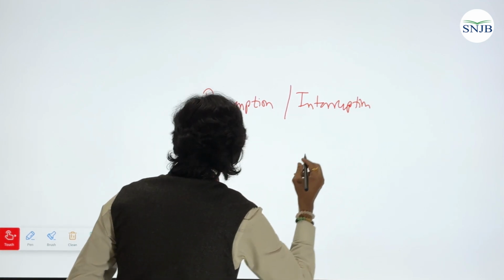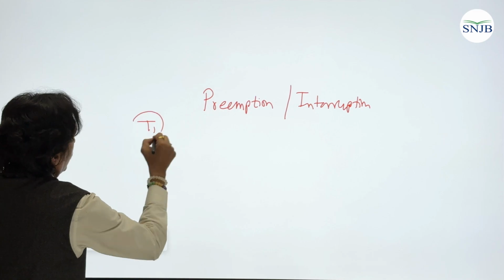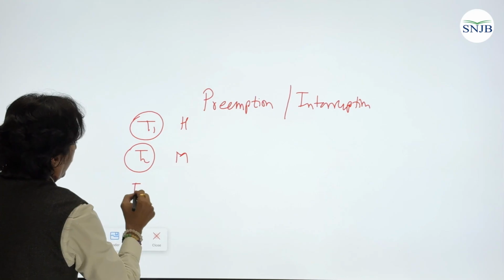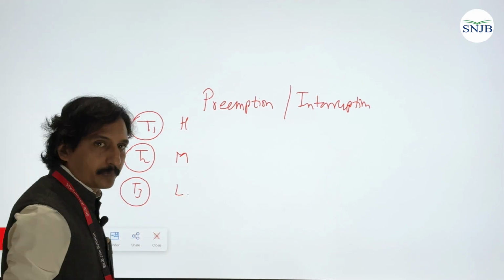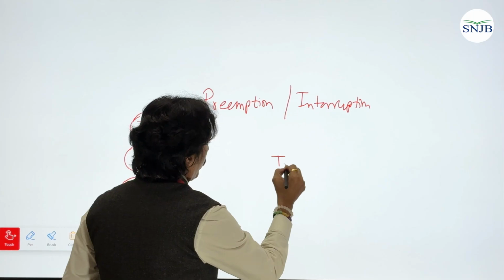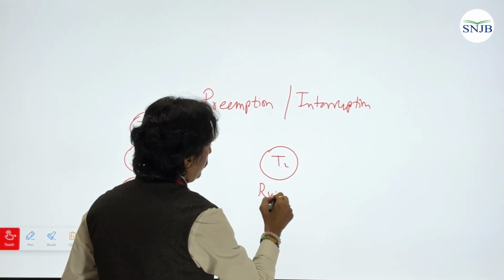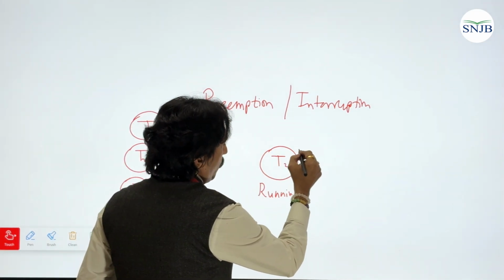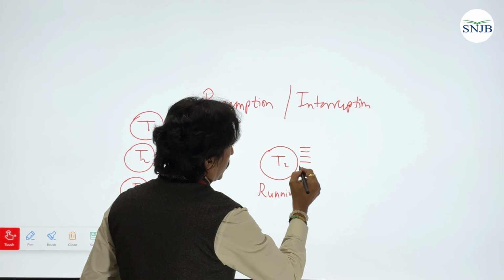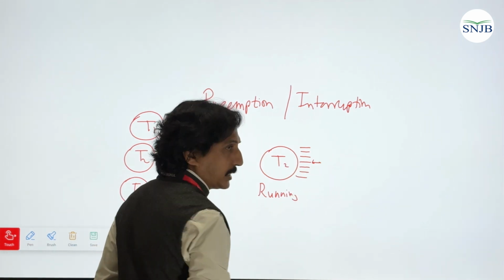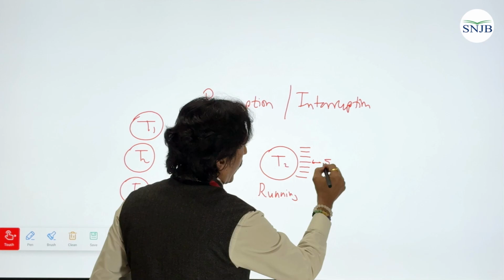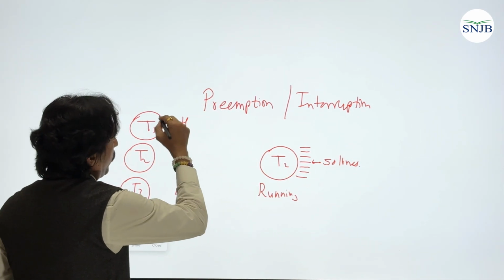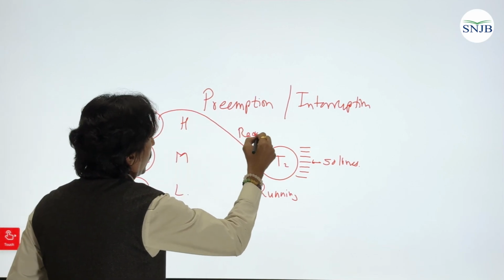Now in this example, consider that task 1 is the highest priority task, task 2 is a medium priority task, and task 3 is the lowest priority task. Now assume that task 2 is running, which is a medium priority task. It has, for example, 100 instructions, and it is in the middle of executing the 50th instruction, the 50th line. On the 50th line, task 1 makes a request.